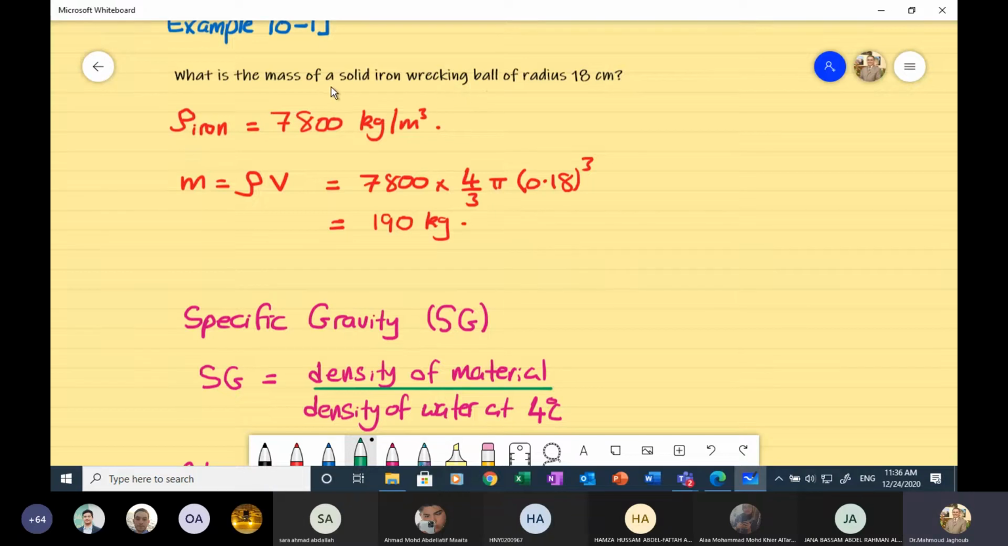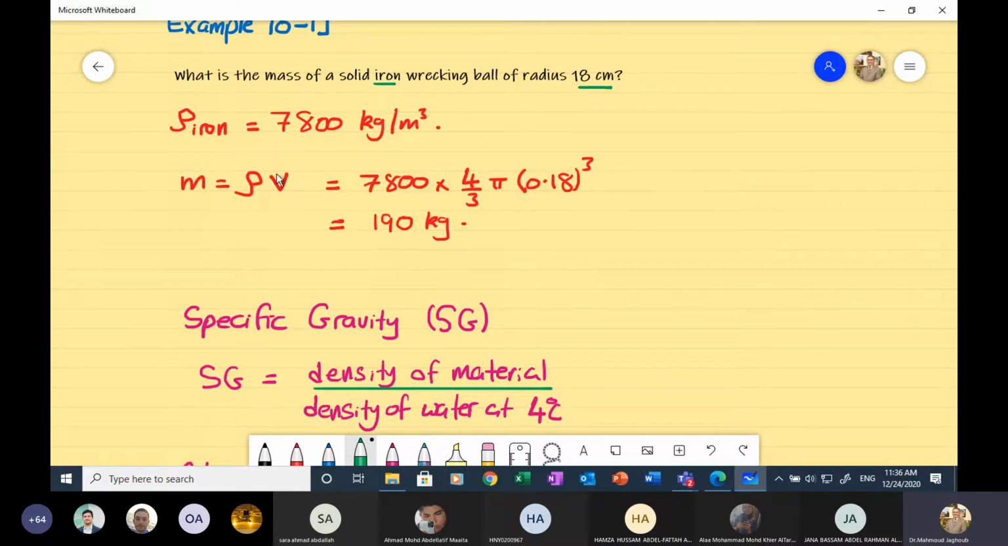Now this ball is made up of iron, okay, and it has a radius of 18 centimeters. And it has the shape of a sphere. Now he's asking, what is the mass of that ball? The radius of that ball is 18 centimeters. Imagine how big it is. It's not that big. It only has a radius of 18 centimeters.